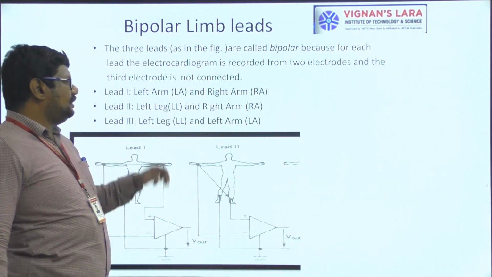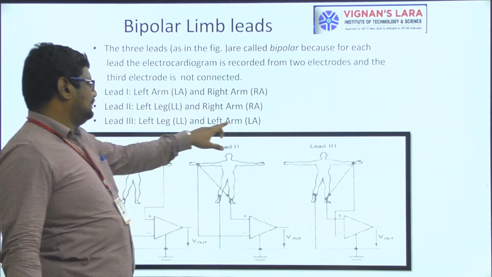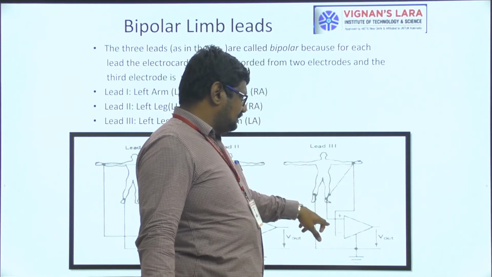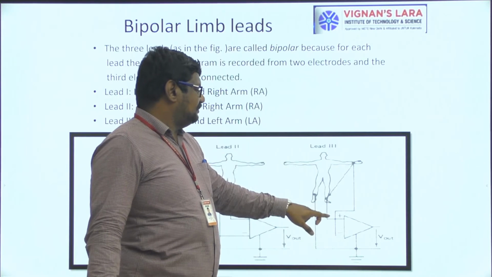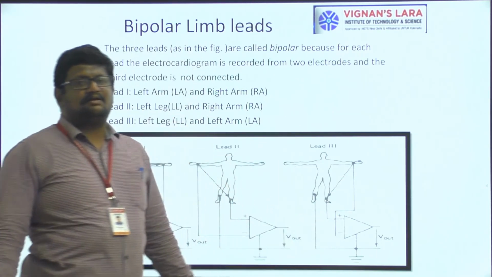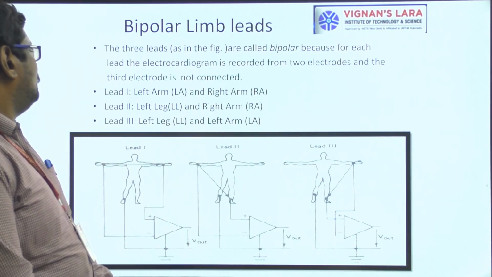Similarly, the third one, again I don't want to explain. Right leg is connected to ground, between the left leg and the left arm. So this is the left side of the human body. Between the left leg and left arm, the connections are made. Left leg is connected to the positive terminal and left arm is connected to the negative terminal. So that is how we measure the voltage in this case, bipolar limb leads.